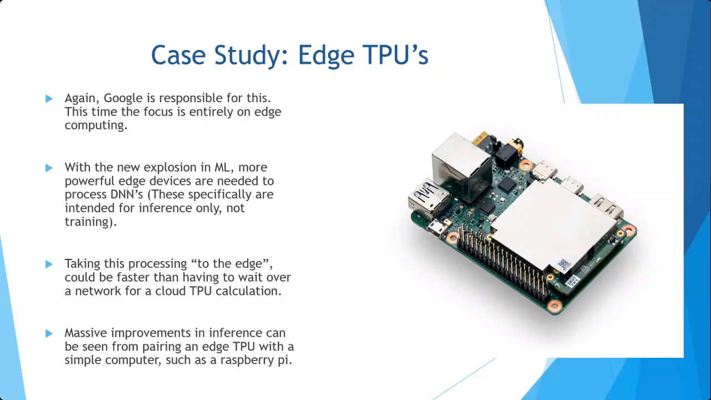And it could be a lot faster doing it this way versus having to wait over a network for a cloud CPU calculation. And massive improvements in inference can be seen from pairing an edge TPU with a simple computer, such as something as simple as a Raspberry Pi.